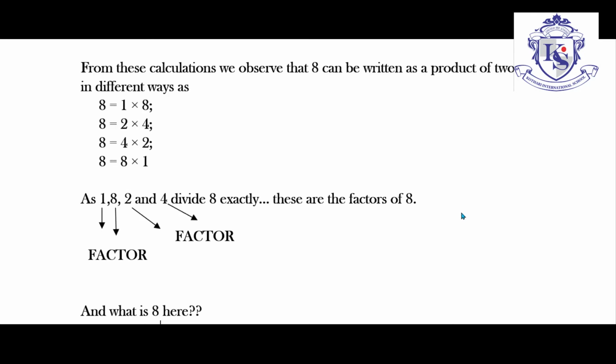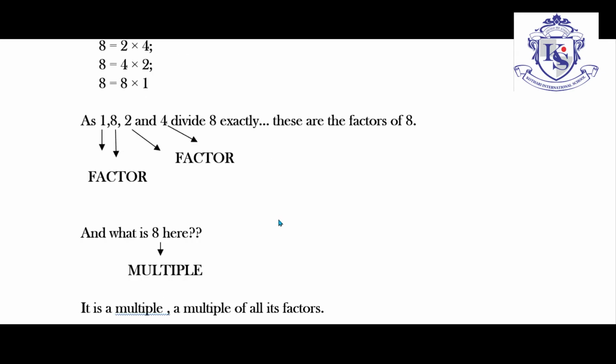And from these calculations, we observe that 8 can be arranged in one row of 8 smileys, 2 rows of 4 smileys, 4 rows of 2 smileys, or 8 rows of 1 smiley. Okay. So, as we can see that 8 is exactly divided by 1, 8, 2 and 4. These numbers are the factors of 8. So, 1, 8, 2 and 4 become the factors of 8.